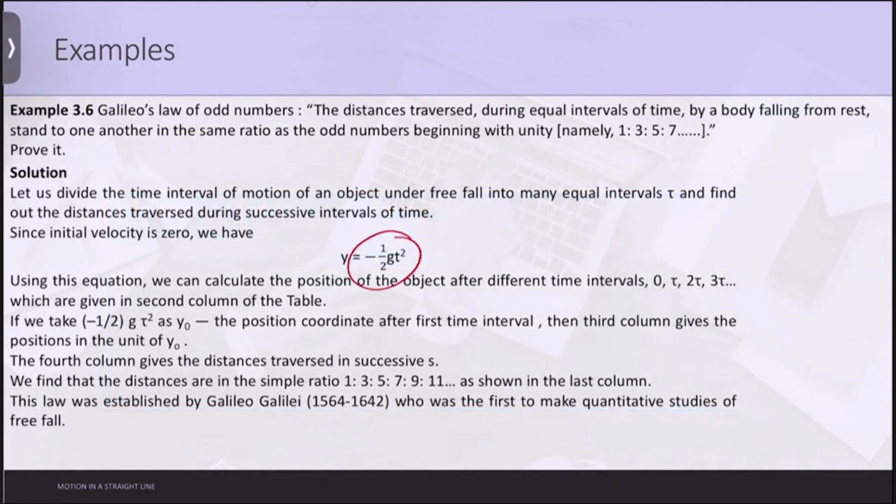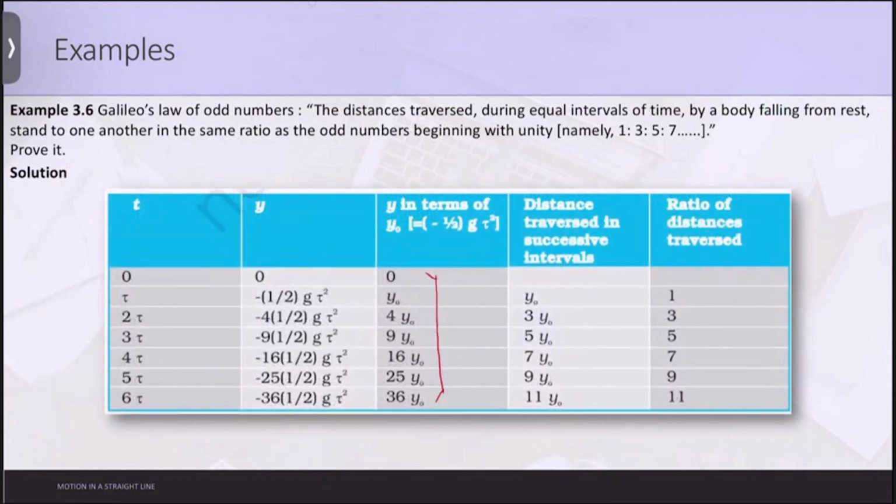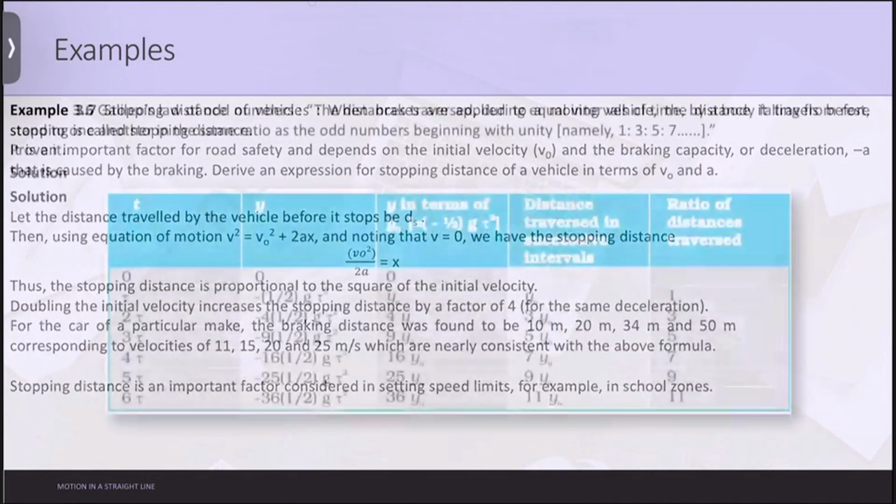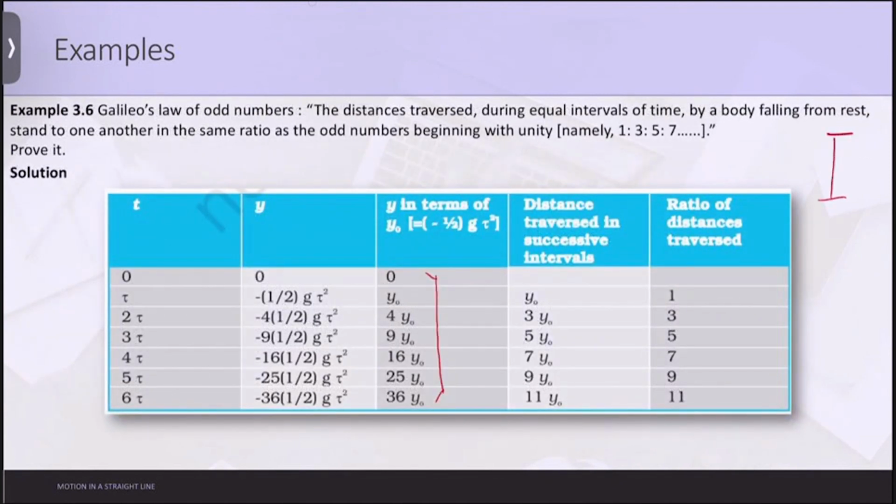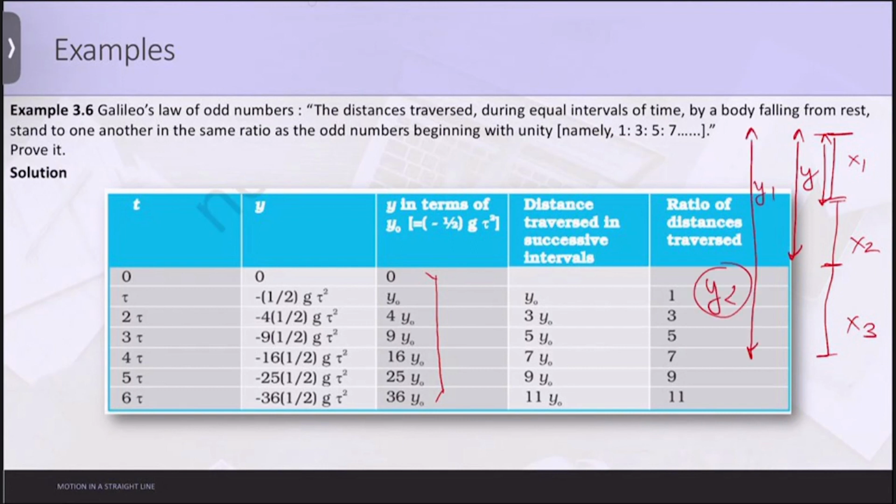Okay. The fourth column gives the distance traveled in successive intervals. So what does it mean by successive intervals? Basically, in the diagram which I just made, it was for x1, x2, x3, right? As we are first of all calculating the value, this is your y, this is your y1, and this is your y2. To calculate the value of x2, what will you do? You will do y1 minus y. Similarly, to calculate the value of x3, what will you do? y2 minus y1. That is what has been done here.